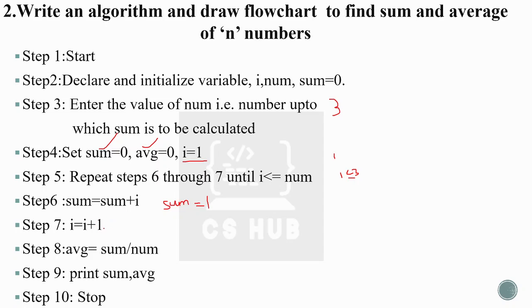Then I is incremented. I was 1, right? Then I is incremented by 1, so I becomes 2. Then again these two steps are repeated. We check whether this condition is satisfied or not, which means now our I is 2, 2 less than or equal to 3. Okay, the condition is satisfied. Then again find the sum. Our sum is now 1. Then 1 plus I's value, which is 2. 1 plus 2 is equal to 3.